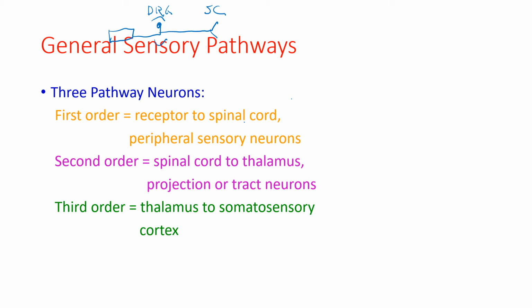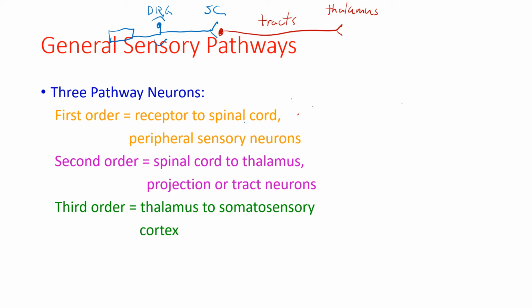Then we will have a second order neuron. The second order neuron is going to begin in the spinal cord. It is going to ascend in the named tracts that we see within the spinal cord and the brainstem, where the second order neuron will end in the thalamus. All sensory systems that we are going to look at are going to end in the thalamus before they go to the cerebrum, with the exception of olfaction.